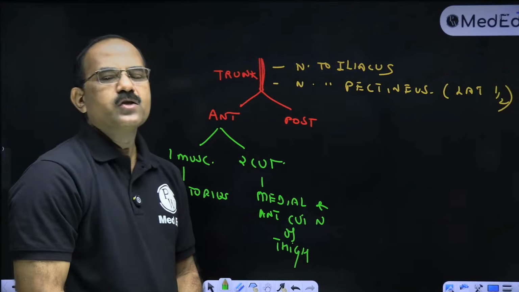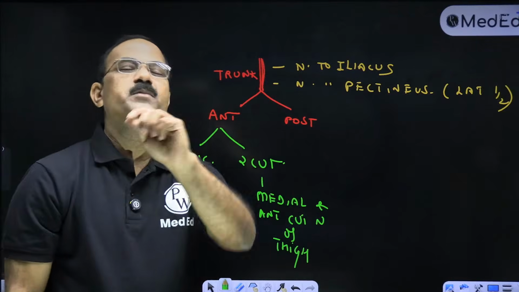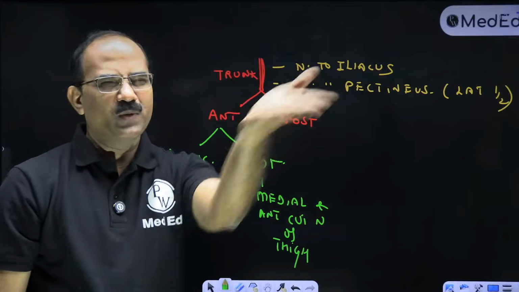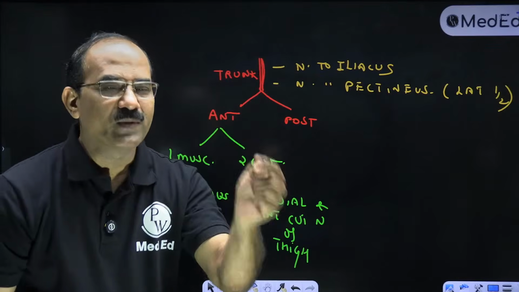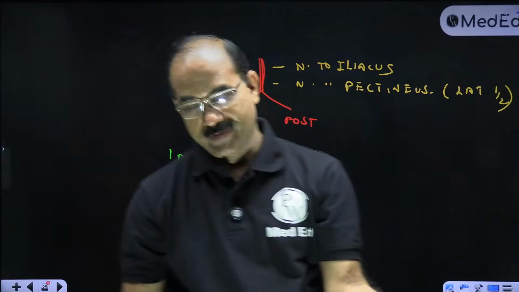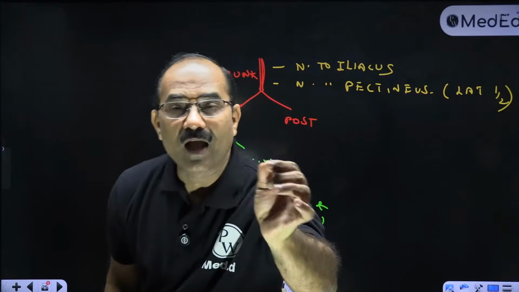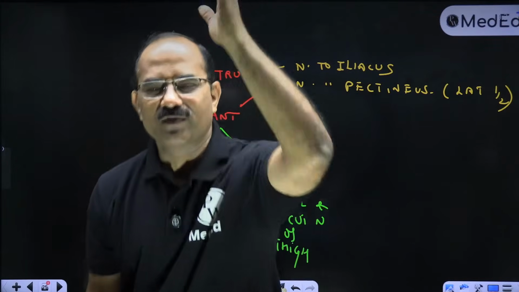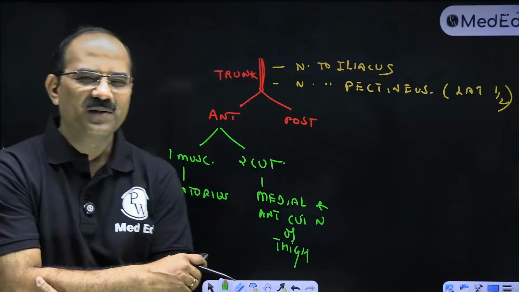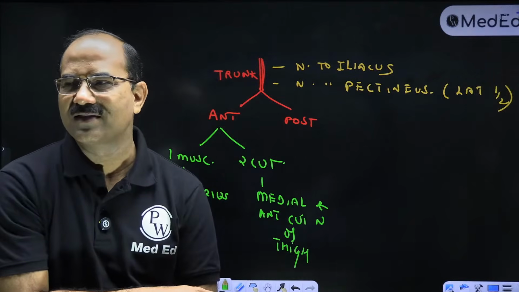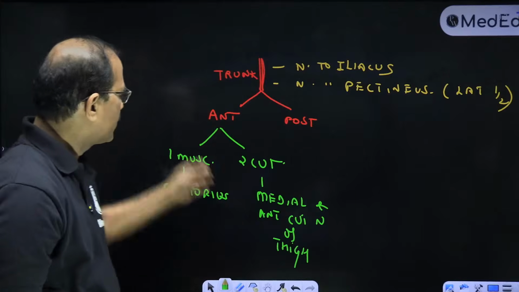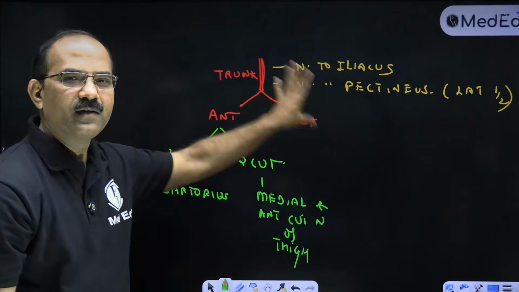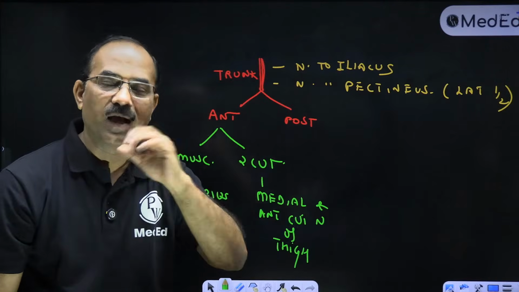ठीक है? So अगर एग्जाम में examiner पूछता है what is the nerve supply of sartorius. Now one student says sir femoral nerve, the other student says sir anterior division of femoral nerve. Okay, so marks किसे ज्यादा मिलेंगे, you can guess this. So sartorius is supplied by the anterior division of femoral nerve. So this is how you should answer it.